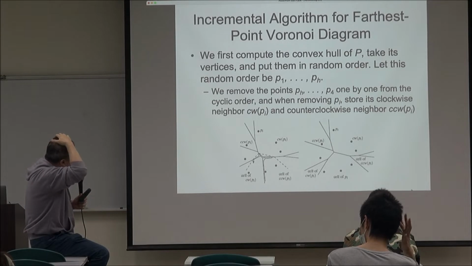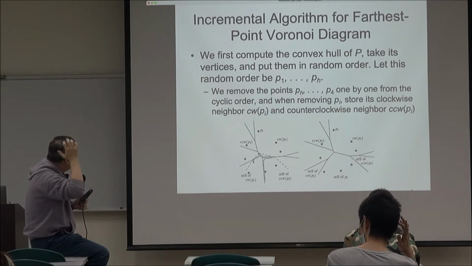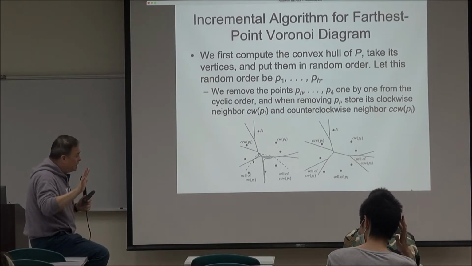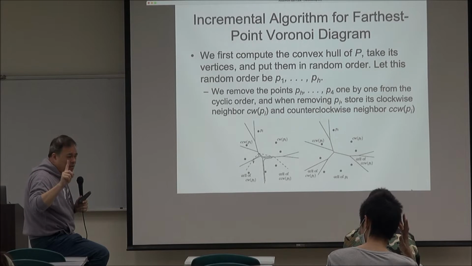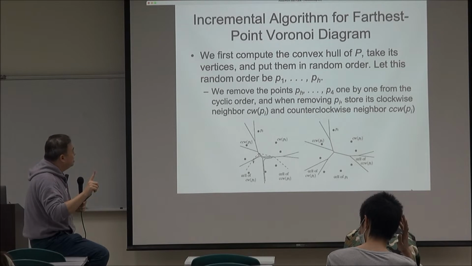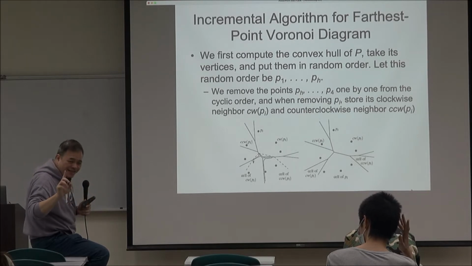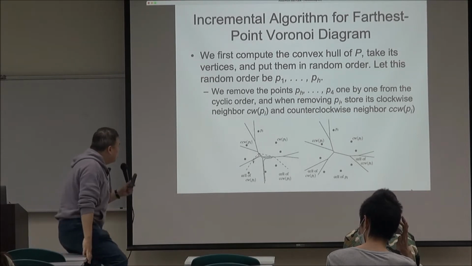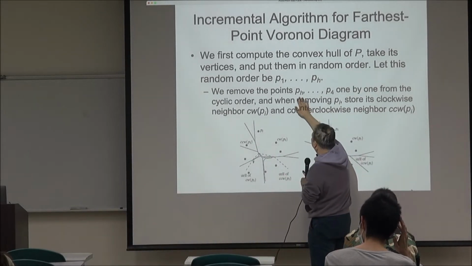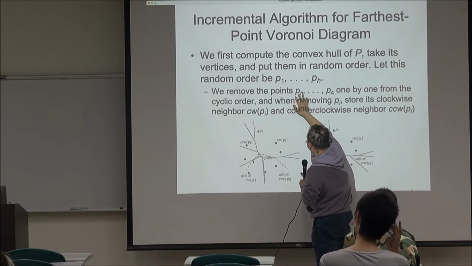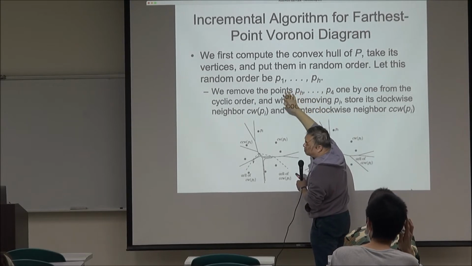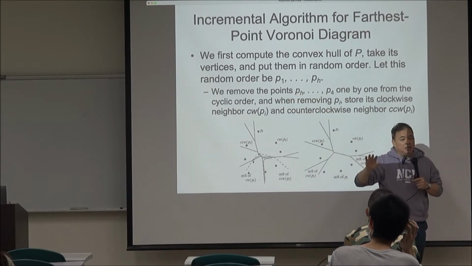Okay, so now it's a tricky part. In the first round, we are not creating the farthest point Voronoi diagram. Not yet. So we will remove the points one by one, from PH to PH minus 1 to PH minus 2. So we remove the points in reverse order.